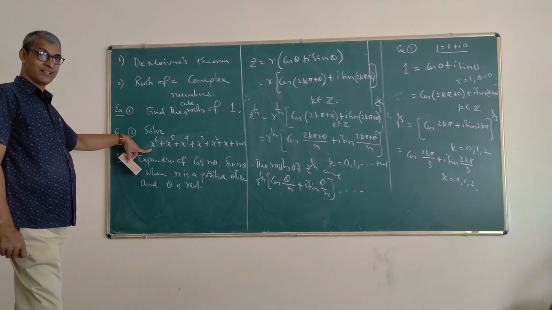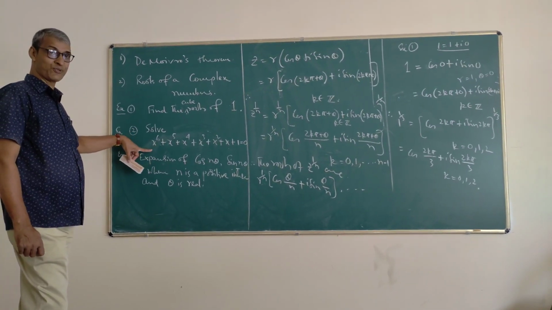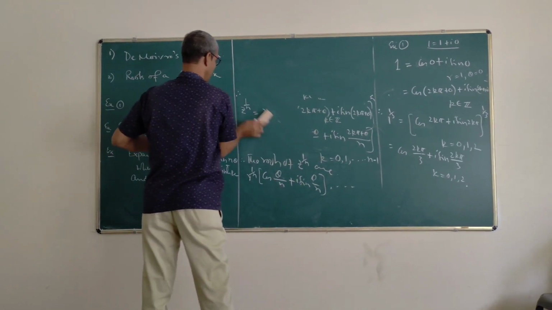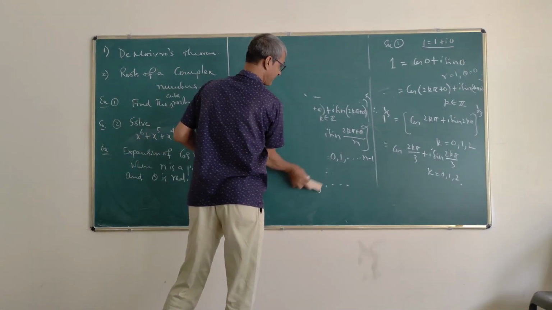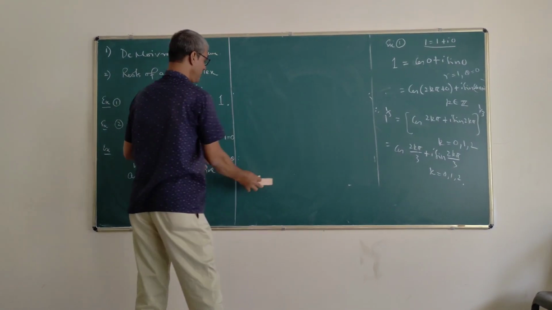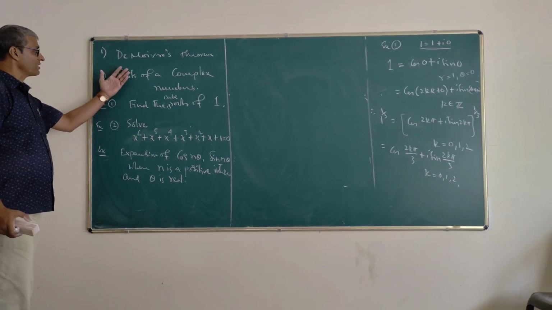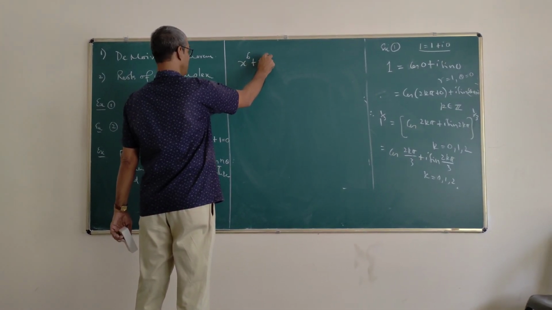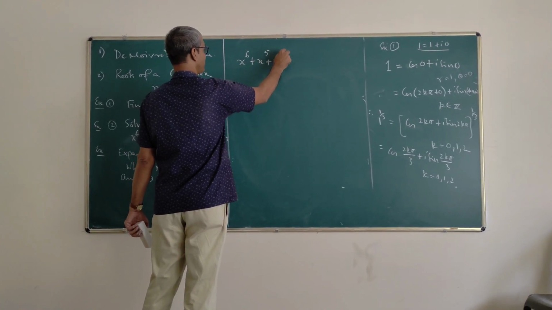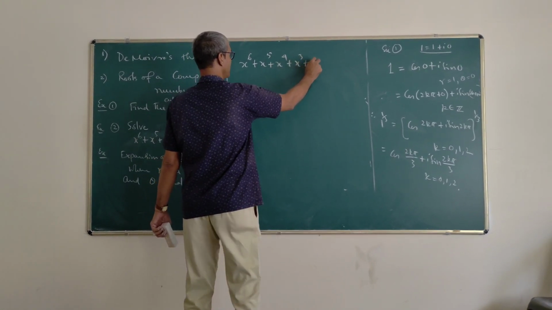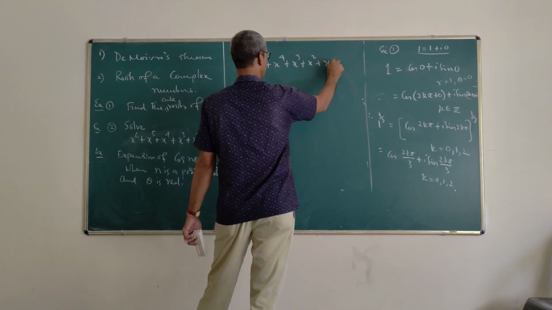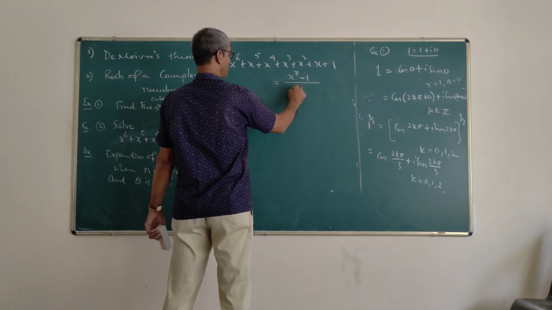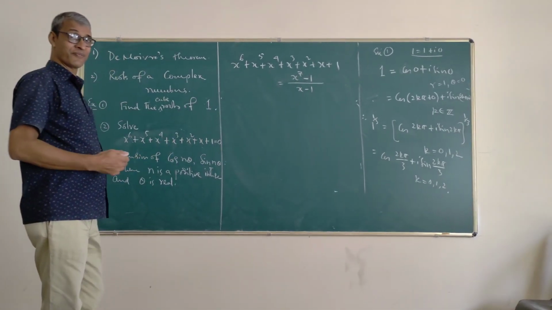It has 6 roots, because for a 6-degree equation we have 6 roots. To find the 6 roots, you cannot apply the universal formula directly to this equation. So you can express x^6 + x^5 + x^4 + x^3 + x^2 + x + 1 as (x^7 - 1)/(x - 1), you know this.